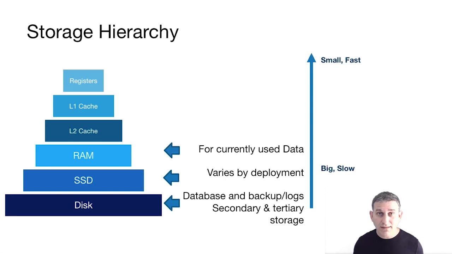For currently used data, for the data that's hot, we want it to be in RAM. And there are, in fact, databases that fit entirely in RAM. But for the most part in this class, we'll look at more scalable architectures where the database can be in secondary storage like SSD or disk.